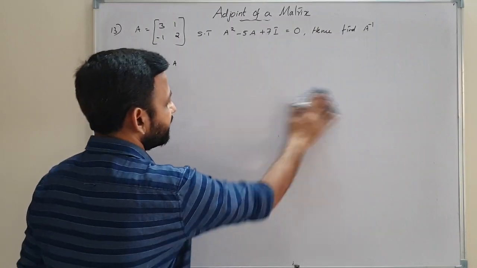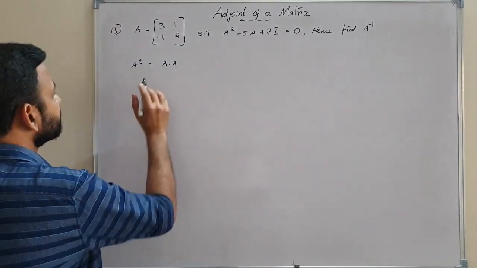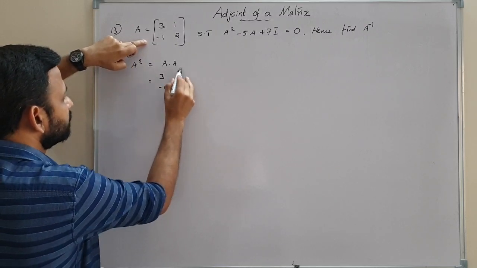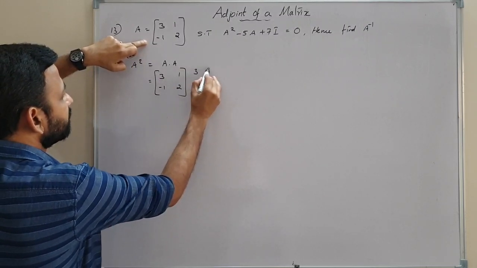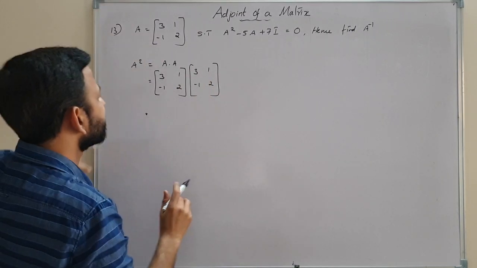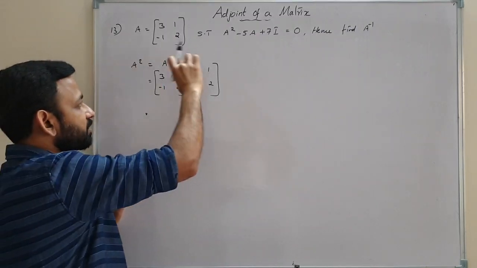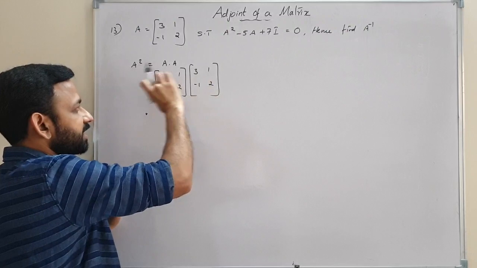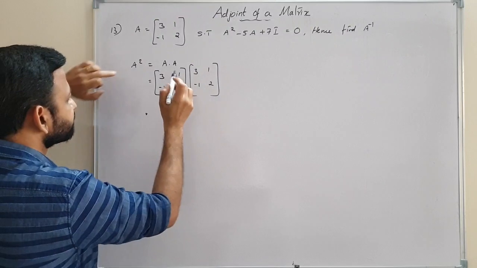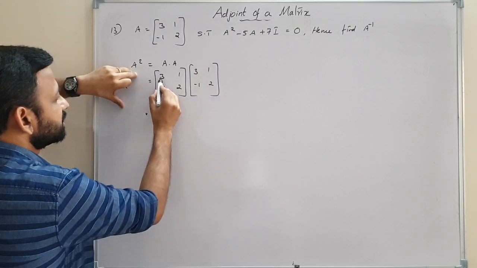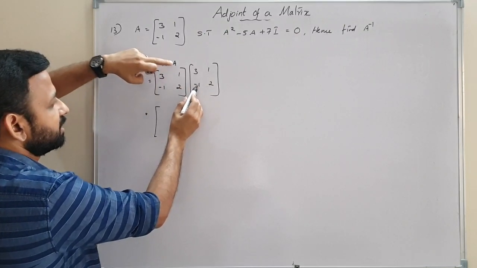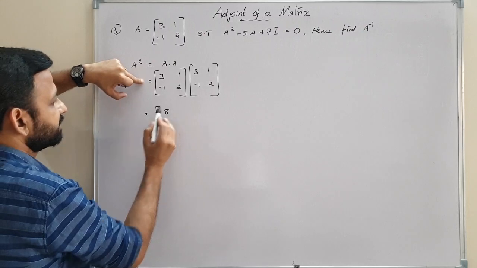So now we need to find A square. A square is A into A, so 3, 1, minus 1, 2 into 3, 1, minus 1, 2. We can find the product of those two matrices. Matrix multiplication: first row into first column, first row into second column, second row into first column, second row into second column. First row into first column: 3 into 3, 9, plus 1 into minus 1, minus 1. So that is 9 minus 1, that is 8.